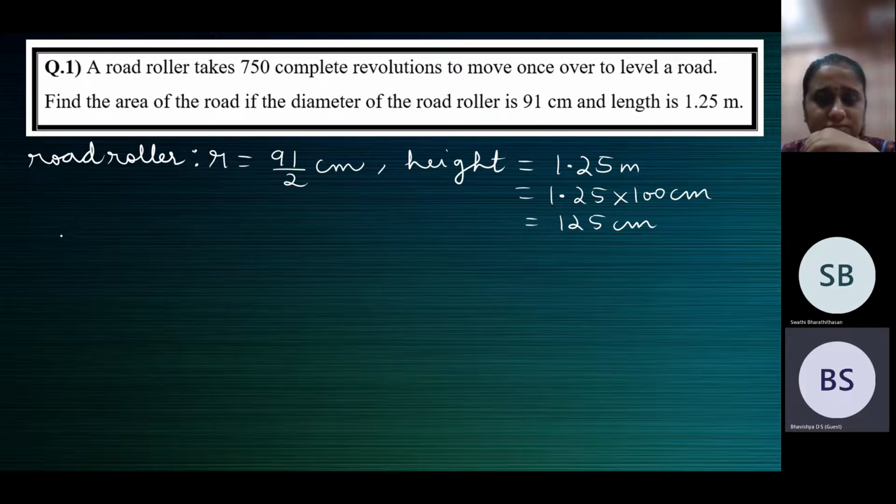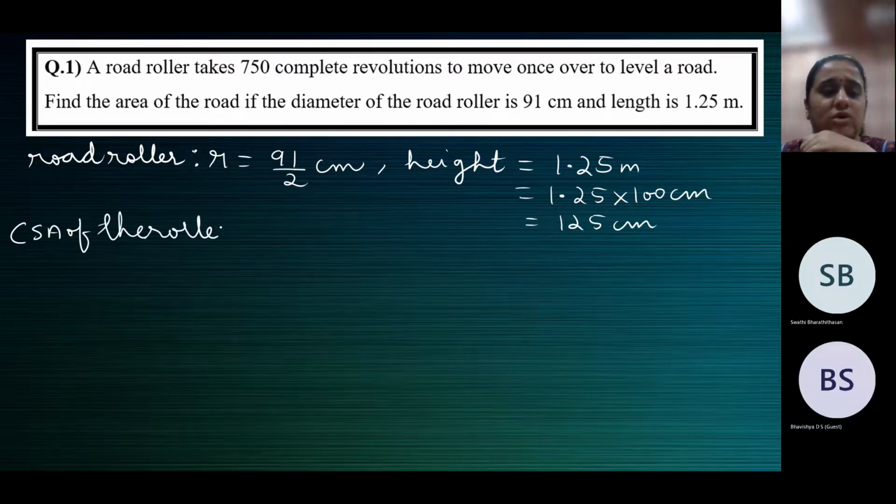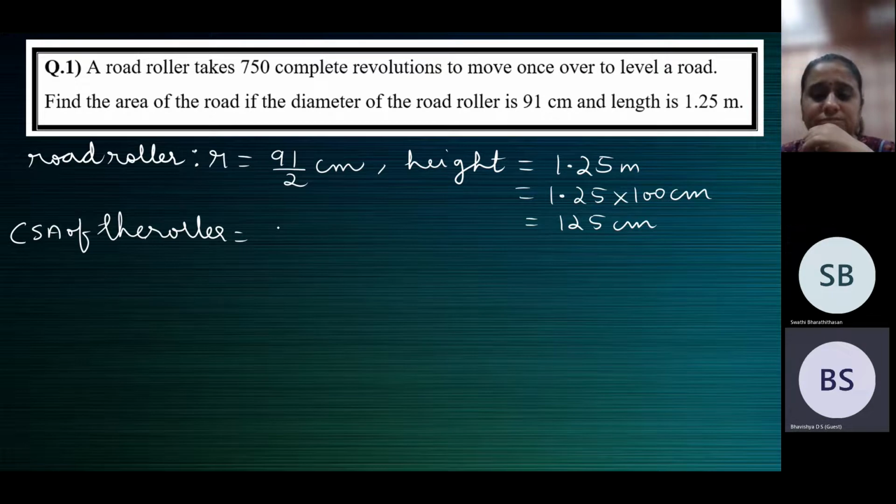I have taken the curved surface area. So curved surface area of the roller is equal to, what's the formula? 2 pi r h, ma'am. 2 pi r h square units.